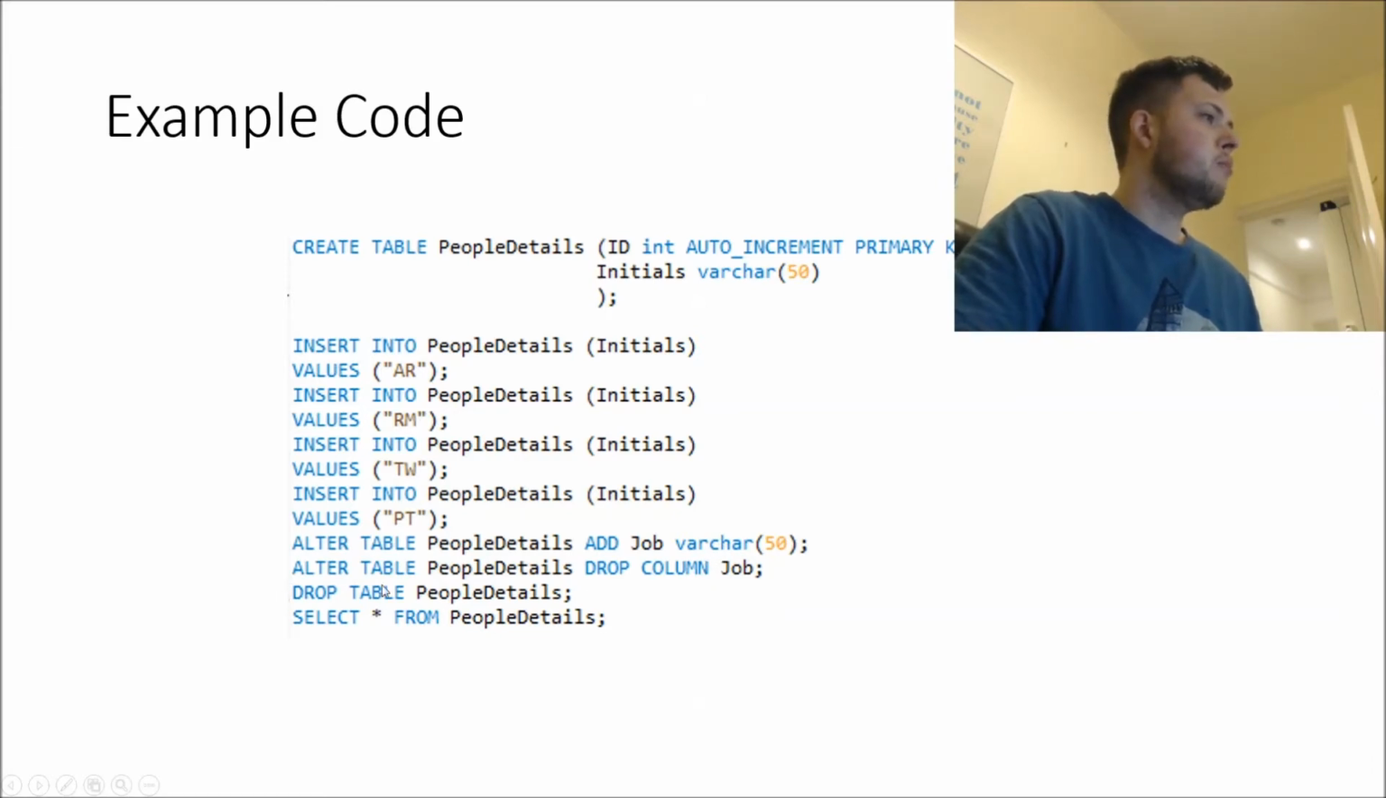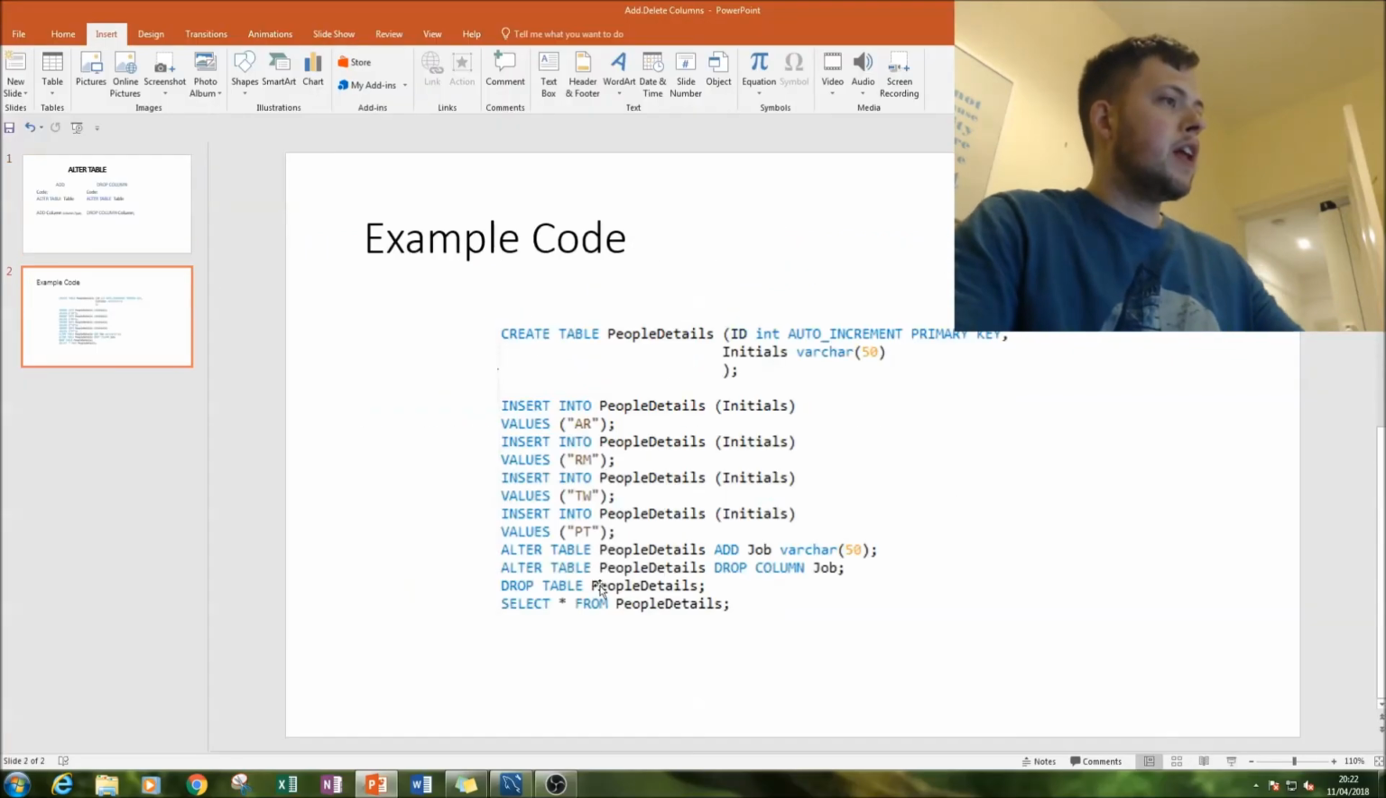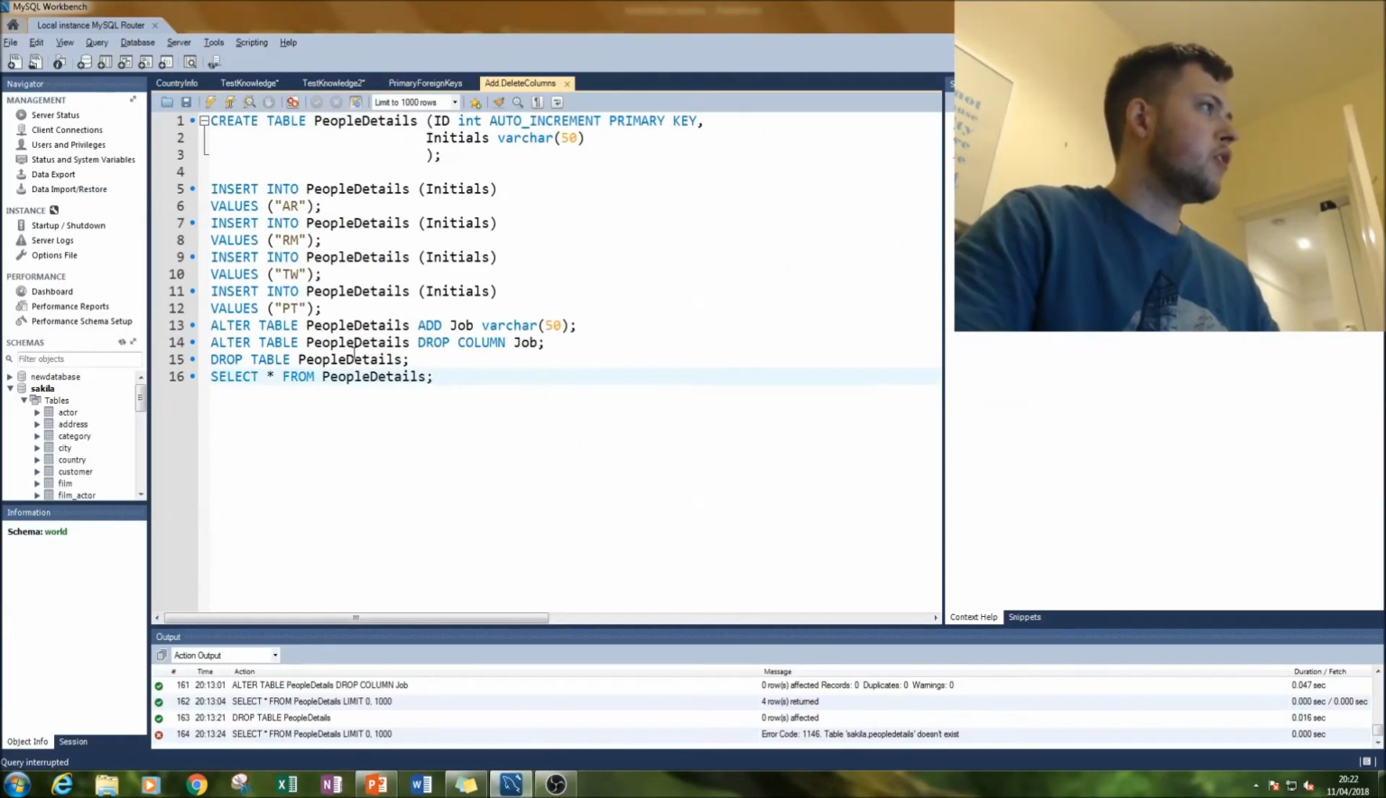And then below we've also got the command drop table, which means we're deleting all of the table, so there's nothing left. And we've also got select everything, star is everything, from the table people details. So what we'll be doing is selecting different parts of this to show you how to add and delete columns and delete entire tables, as well as creating tables if you haven't come across that before. So let's go over to MySQL and let's zoom in.